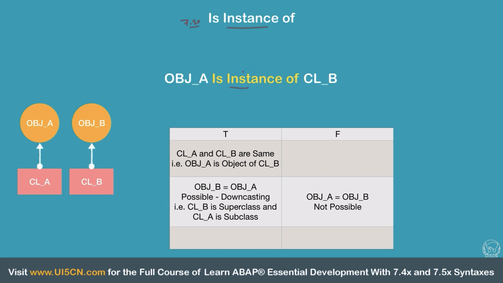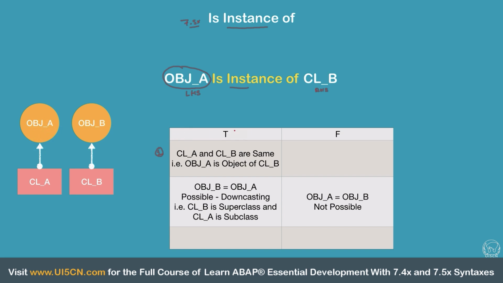Now the IS INSTANCE OF functionality is used to first of all check if the object you have on the LHS is derived from the class you have on the RHS. So that is the first scenario in which you will use IS INSTANCE OF. You want to check if the object is actually an instance of the class on the RHS. So within this example, we have two classes, CL_A and CL_B, and from CL_A you have the objects obj_A and obj_B.